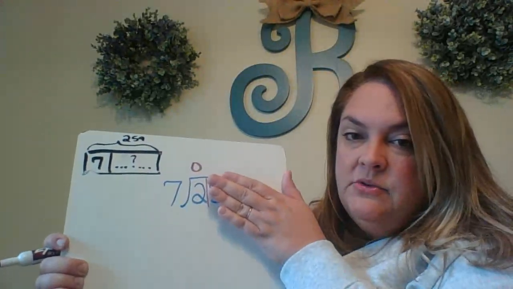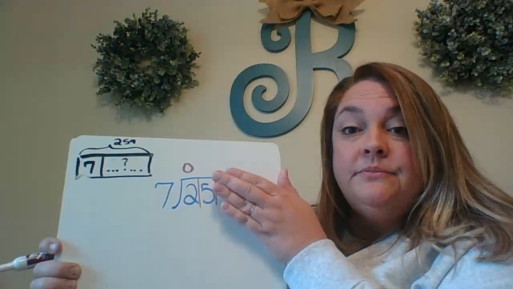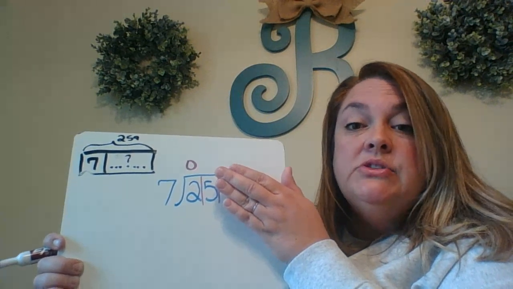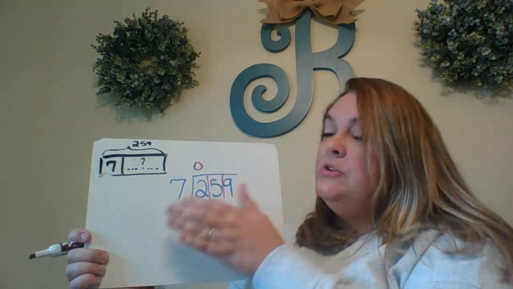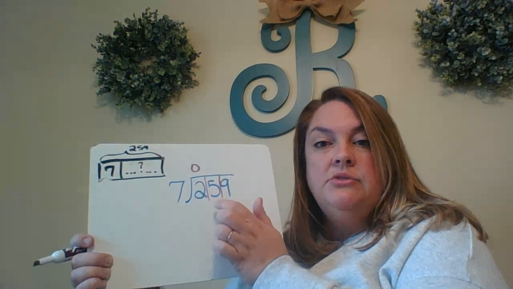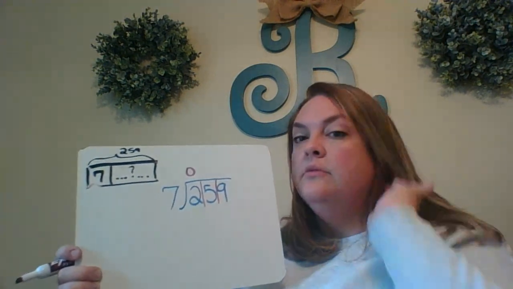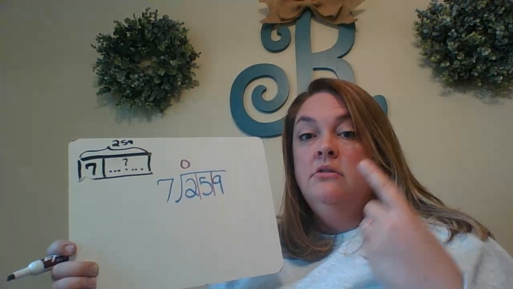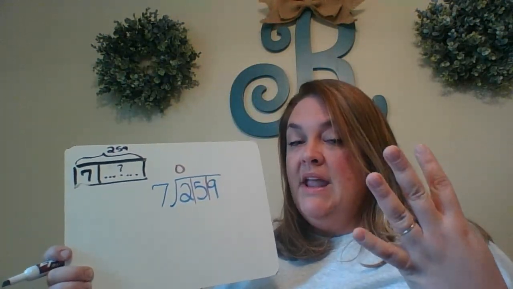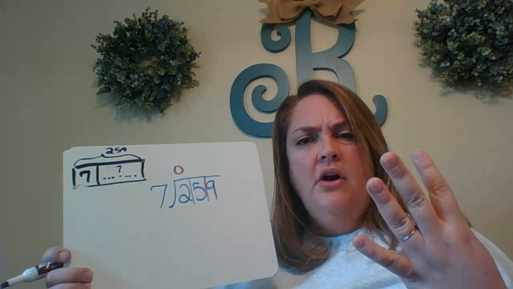But I have this. So what do I do? I uncover another number. 7 into 25. So what I'm going to do is skip count by our star of the show, which is 7, until I hit the 25. So let's do that together. Ready? 7, 14, 21, 28. Oh, I went too far.